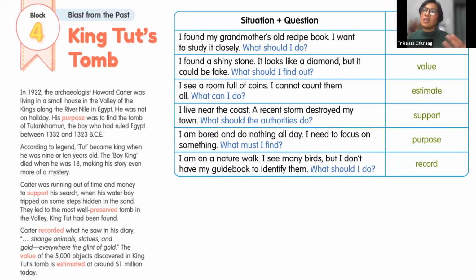So what are the things that we can do to help us figure out the words that are new? We first look at the situation, and second we look at the question. You look at the situation and then the question. Brent, what about you? Identify if it is a verb or a noun, meaning we can look at the role that they play in the sentence.